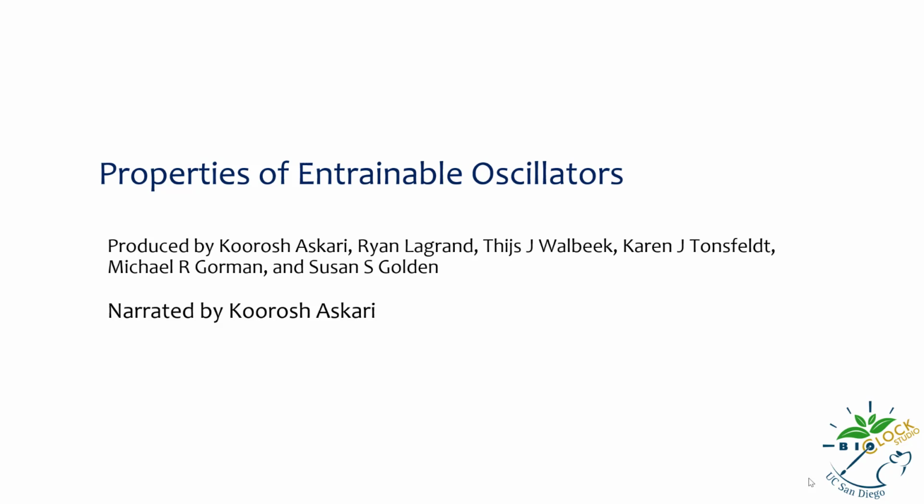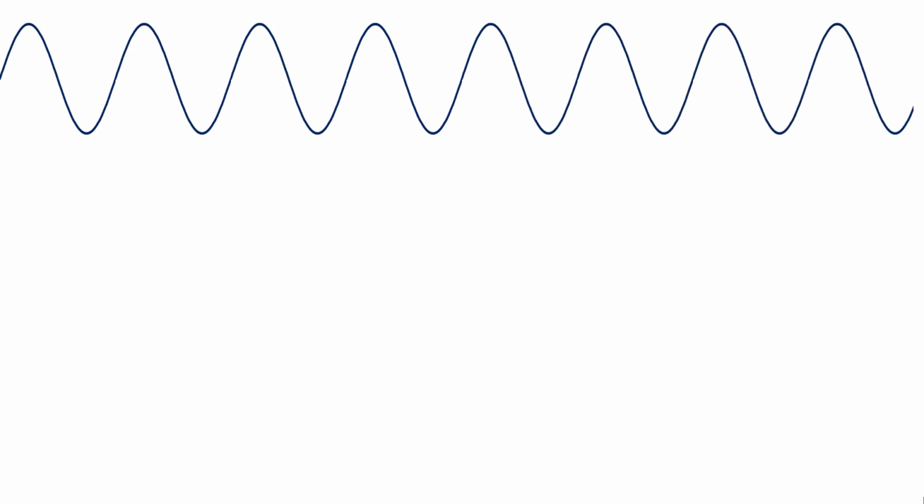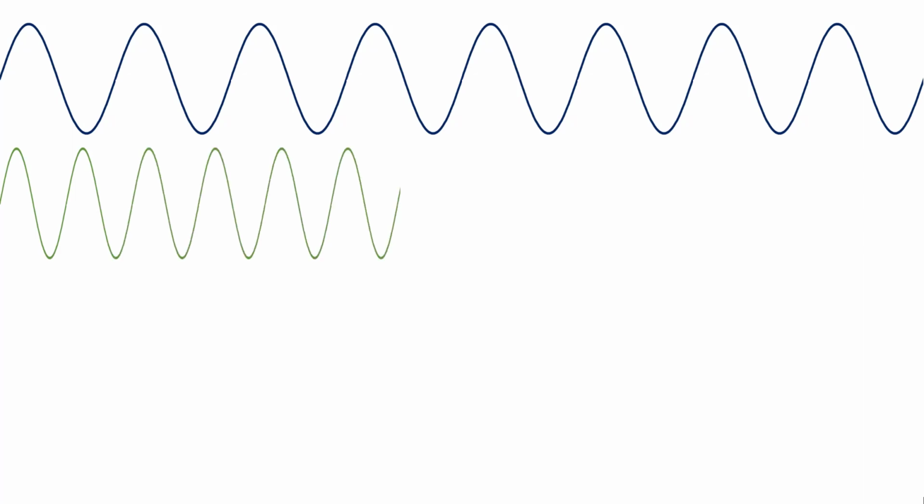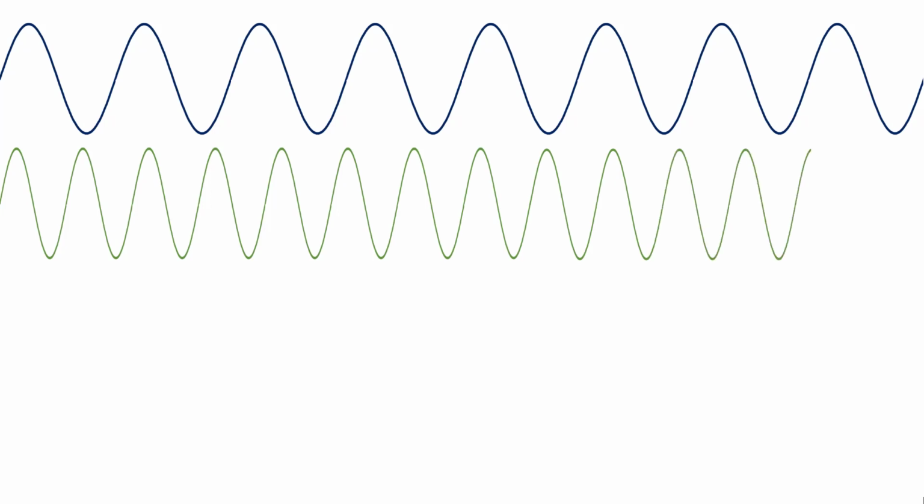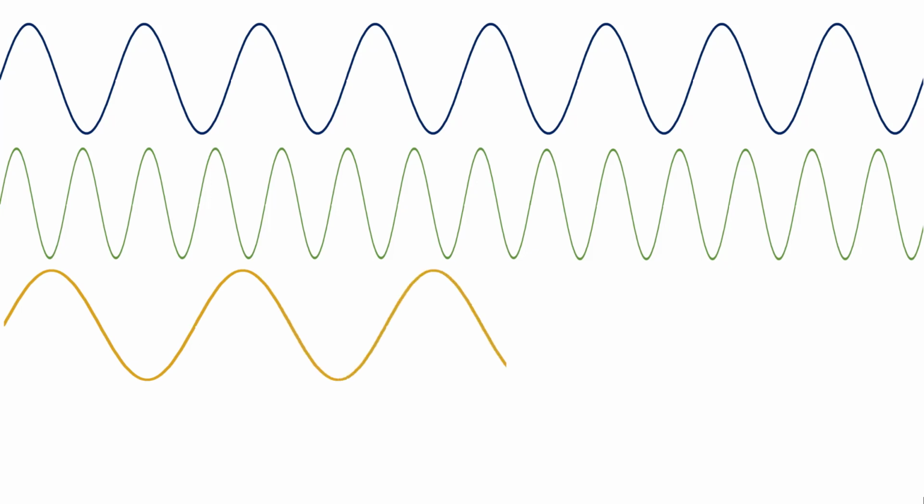Welcome to an introductory video tutorial on properties of entrainable oscillators. Oscillators produce signals that fluctuate predictably over a set period, including the oscillators that control circadian rhythms. Entrainable biological oscillators drive periodic changes, but not all periodic changes are driven by oscillators. In this tutorial, we will review the 5 properties of an entrainable circadian oscillator.